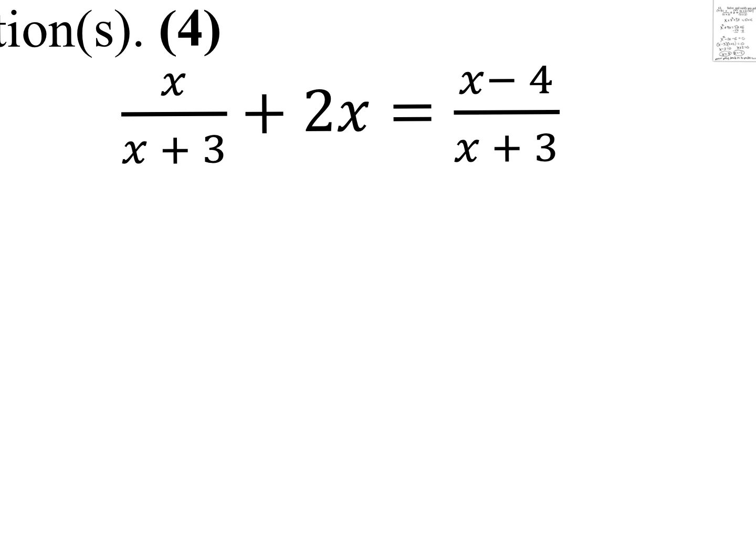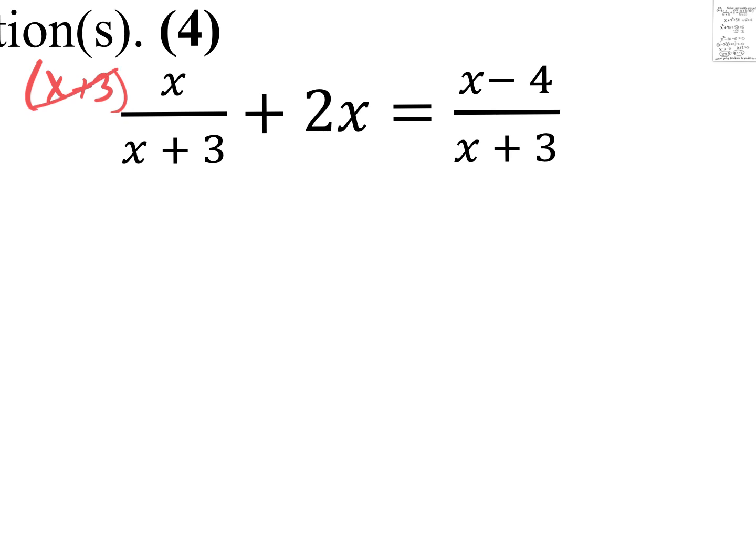And when you have an equation, when you have an equal sign, you don't need to get a common denominator. You could just start getting rid of fractions by multiplying everything by the denominator of the fraction that you want to get rid of. So if you're like, man, I don't want this fraction. Okay, multiply everything by what? The denominator x plus 3.